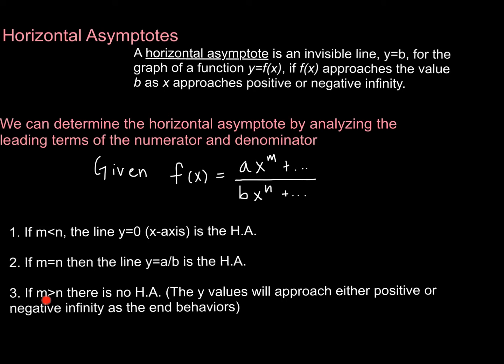And if M is greater than N, we saw that in the third example, there is no horizontal asymptote, right? The y values will approach either positive or negative infinity as the end behaviors, all right? So there will be no horizontal asymptote there. And those are the only three options, okay? So it's pretty straightforward. All right, so you might want to take a second to digest this, really make sure you understand it, and then go ahead and press play, and we'll take a look at applying these in a couple of situations.